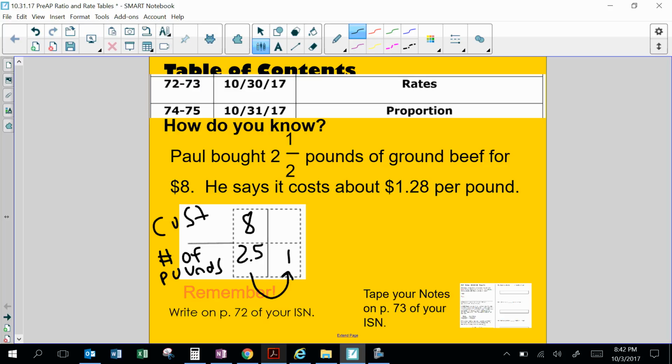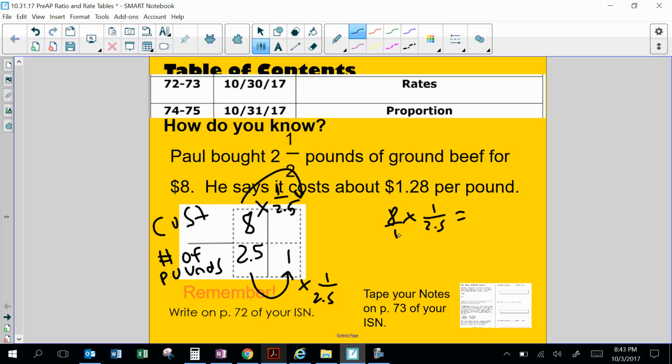We could divide by 2.5 to get 1. Or can you multiply by a scale factor of what? 1 over 2.5, because 2.5 times 1 over 2.5 is 1 whole. So our scale factor is times 1 over 2.5. So what is 8 times 1 over 2.5?